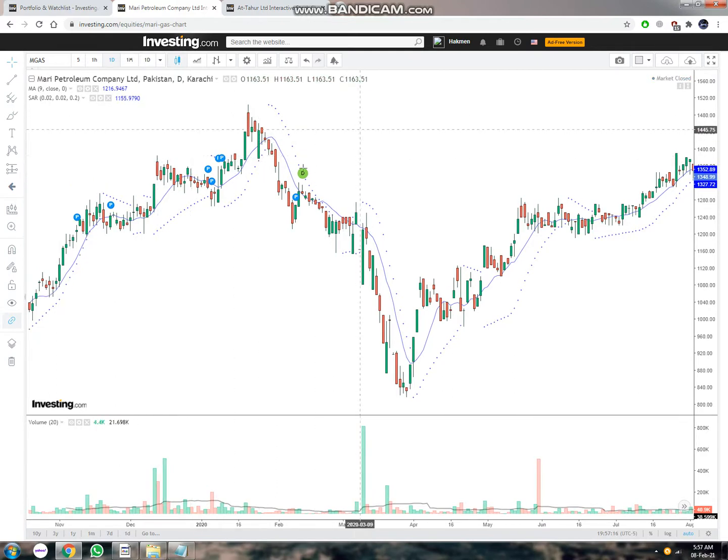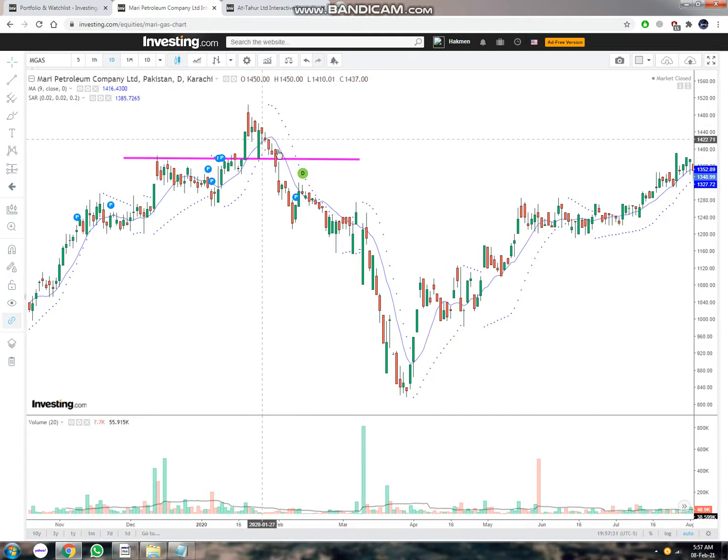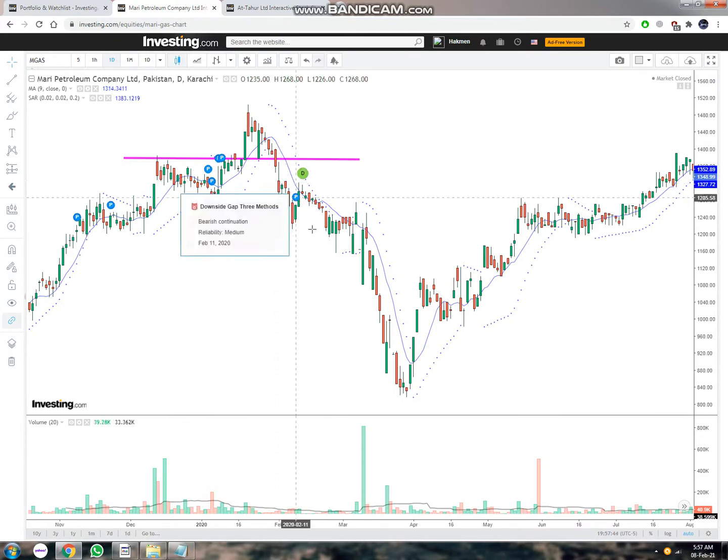Now I want to show you one more thing at this level. As you can see, this was a major resistance level which became a support level when these candlesticks broke this trend line. But again, as these candles broke this trend line and formed a lower low, it means this is a downtrend and you can short your position at that level.